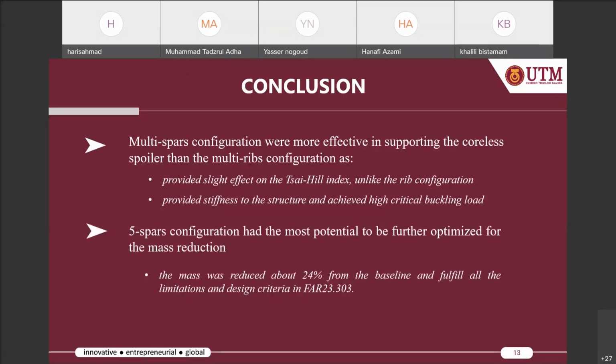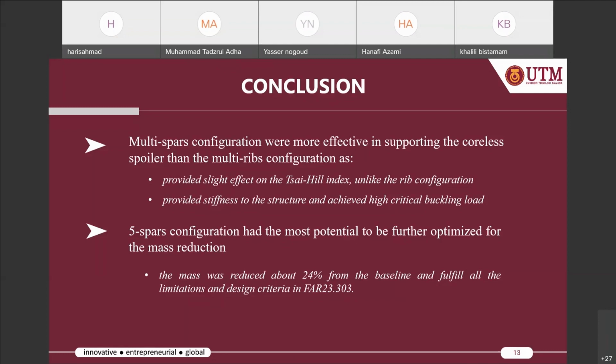Therefore, as a conclusion, the multi-spar configuration was more effective in supporting the coreless spoiler than the multi-rib configuration, as it has only a slight effect on the Tsai-Hill index, unlike the rib configuration. Besides that, it provides stiffness to the structure and achieves a high critical buckling load. The 5-spar configuration had the most potential to be further optimized for mass reduction. The mass was reduced about 24% from the baseline and fulfills all limitations and design criteria in FAR 23.303.